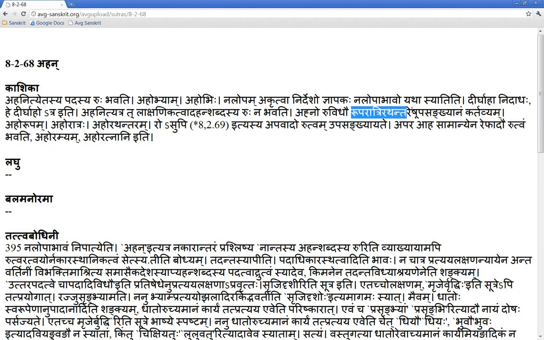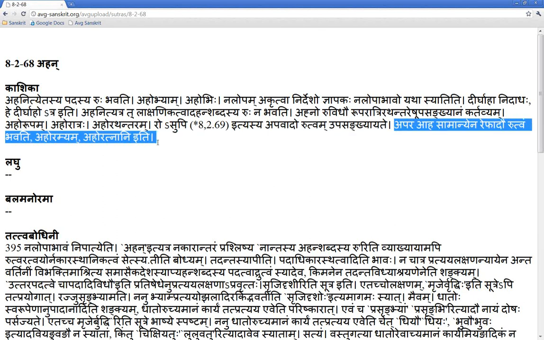So then some people are saying we need to extend this one and say when any Rephadi follows, then you should get the Ru Adesha only, not the Repha Adesha, but the next sutra. That's what this is, Kalpesh. This is not our case right now.